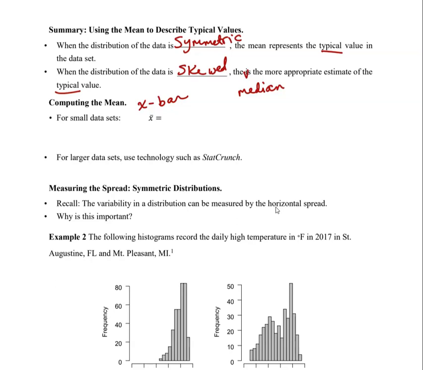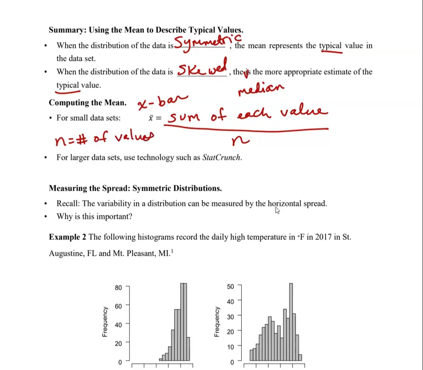And one way we could do that is we could just say it's the sum of each value in the data set divided by n, where n is the number of values in the set, or in the sample, I should say. And you've heard that before. You just add them up and divide by however many there are.